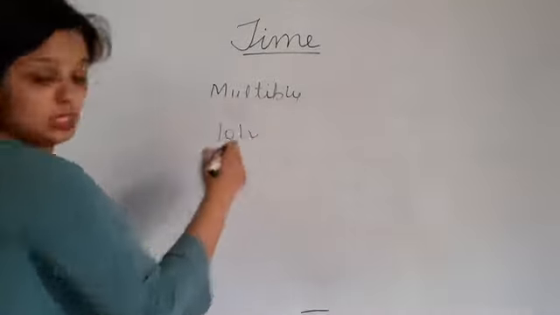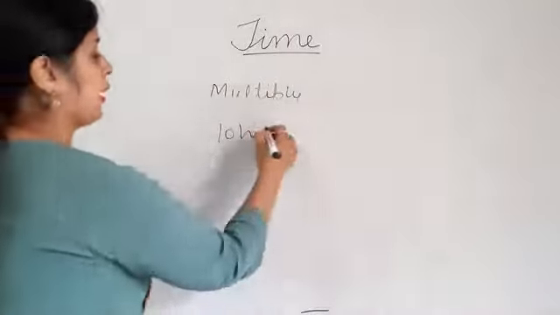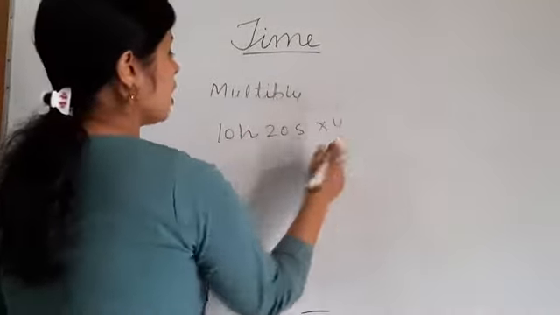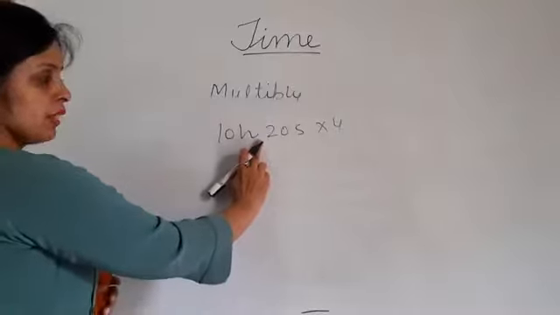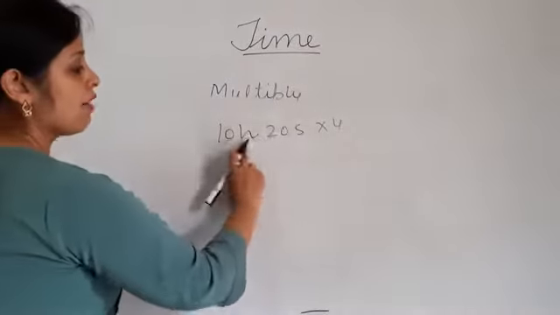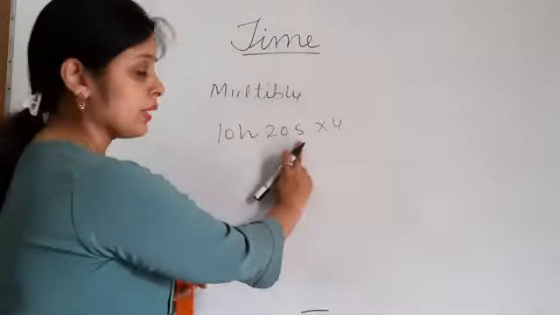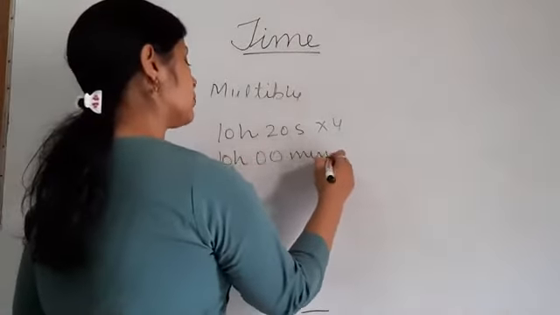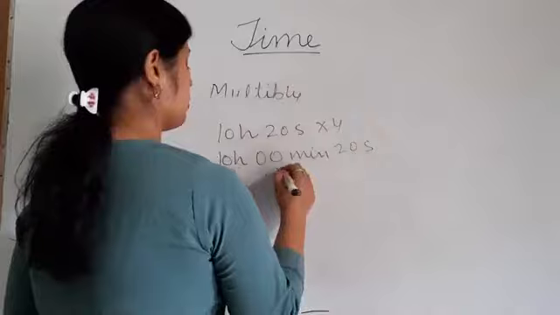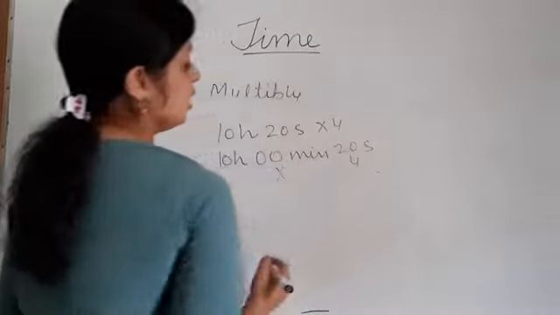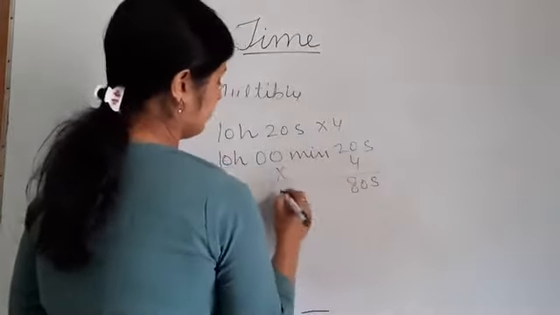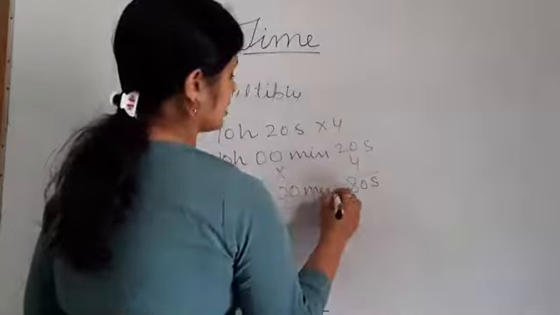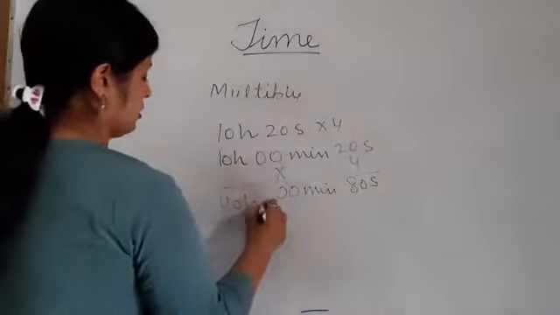So, 10 hours 20 seconds multiplied by 4. Now when we do this sum, we see that after hours, seconds are given directly, and minutes is missing. So I can write it like this: 0 minutes and 20 seconds, when multiplied by 4, gives 80 seconds, 0 minutes and 40 hours.